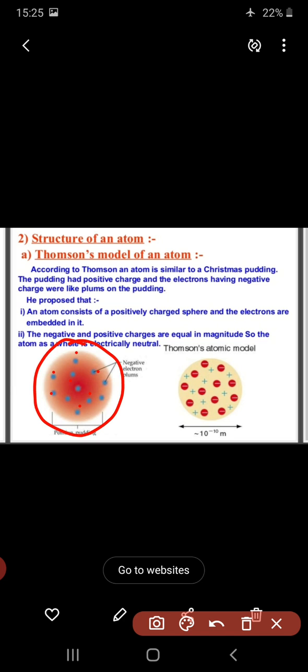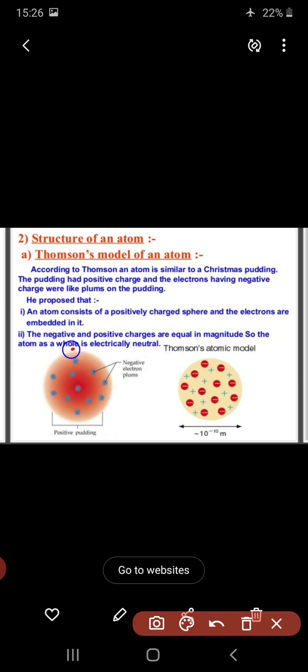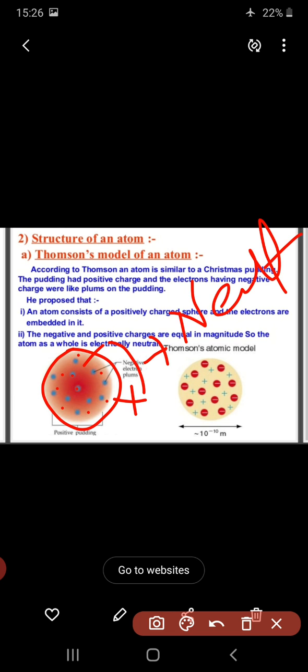The negative and positive charges are equal in magnitude, so the atom as a whole is electrically neutral. This is a positively charged sphere, and the electrons are embedded here. Both are attracted and they are neutral. Positive and negative combine and get neutral.